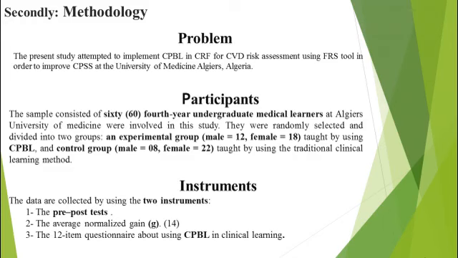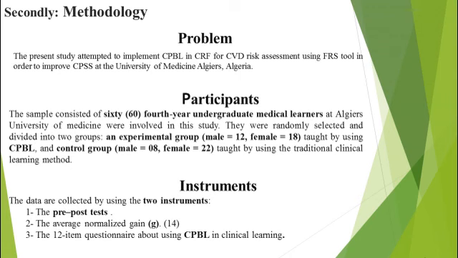Second element, all participants. The sample consisted of 64 fourth-year undergraduate medical learners at Algiers University of Medicine who were involved in this study. They were randomly selected and divided into 2 groups: an experimental group, male 12, female 18, taught by using CPBL, and a control group, male 8, female 22, taught by using the traditional method.